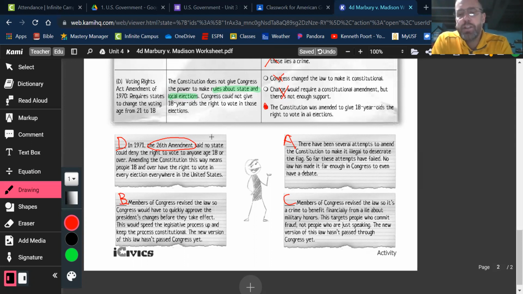But here's where they changed it. They said, we can keep it a law, and this would be constitutional, that members of Congress revise the law so it's a crime to benefit financially from a lie. All right. So if you say a lie and you're getting paid because of that lie, or you're making money off of that lie, now you can be punished. Okay. So if you're claiming you had military service and it's a lie, now you can be punished.